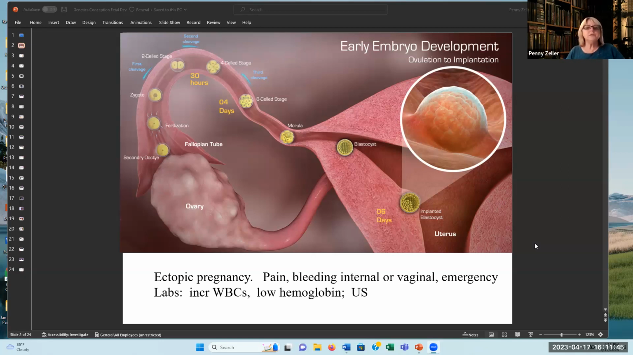Usually it takes 7 to 12 days for this zygote, which becomes what we call a morula and then a blastocyst, to make its way down into the uterine wall. And then at day 15, it's referred to as an embryo.